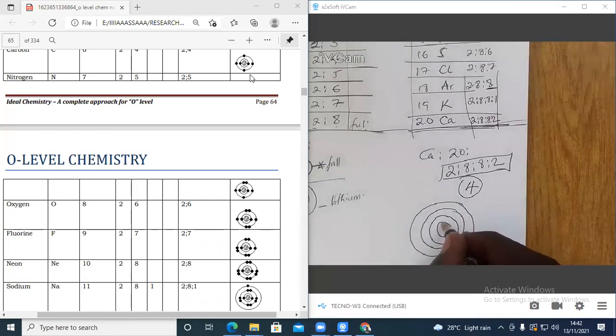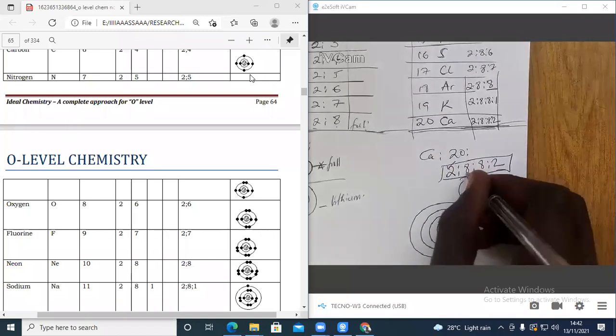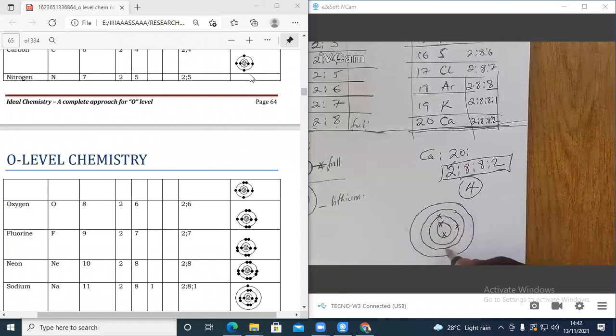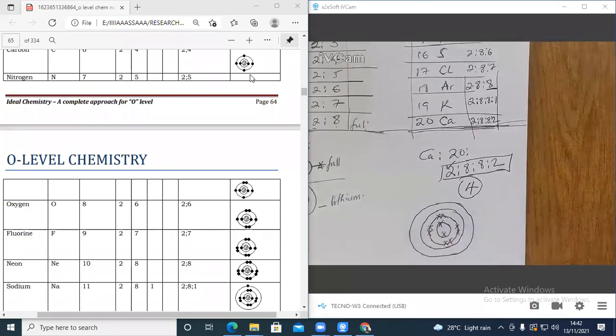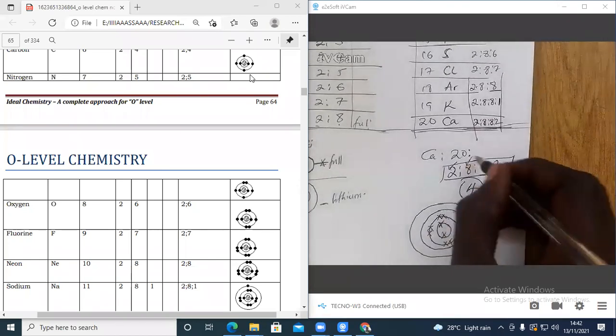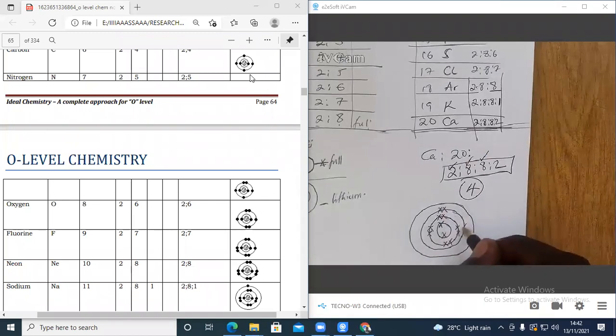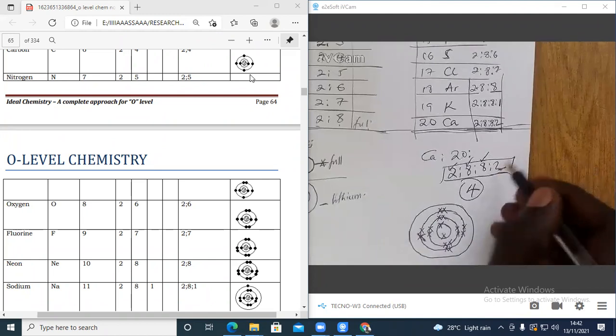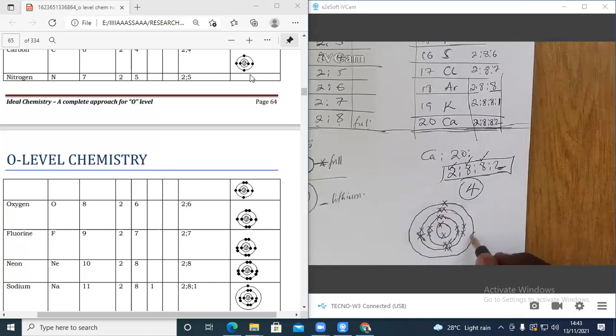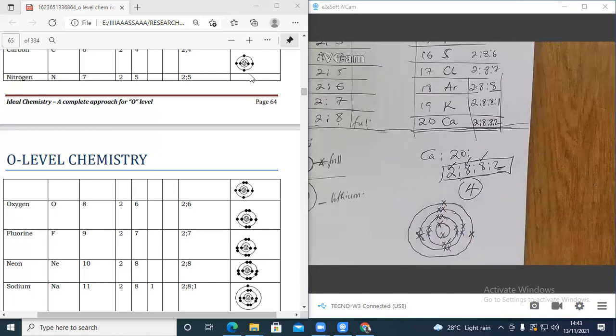The first one takes 2, 1, 2. This one is over. The next one is 8: 1, 2, 3, 4, 5, 6, 7, and 8. Then again, you draw another 8: 1, 2, 3, 4, 5, 6, 7, and 8. Now you have the other 2 remaining, so you start with 1 and 2. That is the structure of calcium. This shows that it is 2 to 8 to 8 to 2.